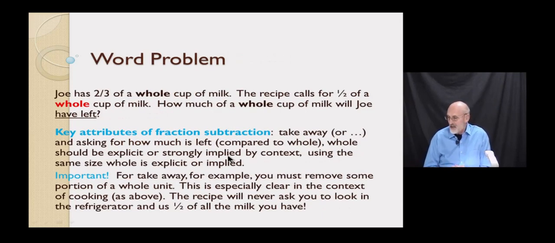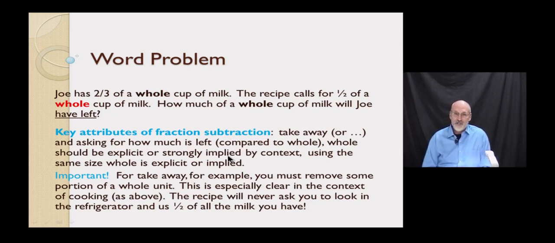So here's the first example of a word problem. Joe has 2/3 of a whole cup of milk. The recipe calls for half of a whole cup of milk. That one's in the red there, that's the one that's essential, that it must be the whole. And then you ask at the end, how much of a whole cup of milk will Joe have left?